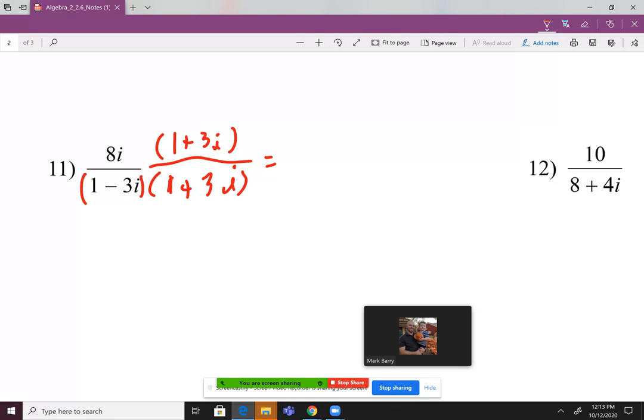All right. Now, in the numerator, I have to distribute that 8i. We're going to distribute. So that's going to give me 8i plus 24i squared. On bottom, I got to do a box. Box it up.